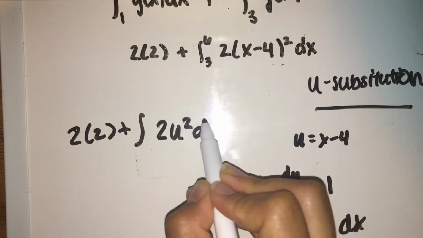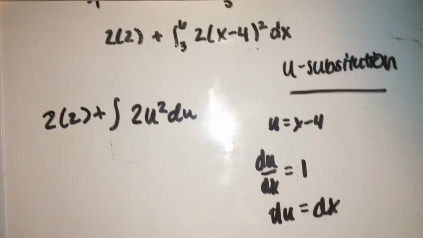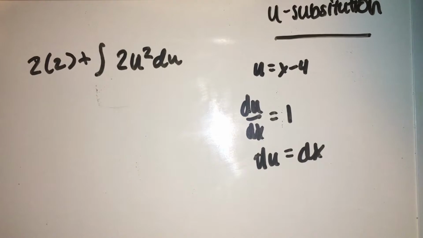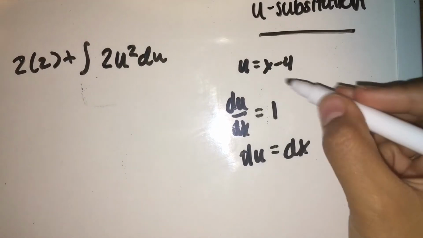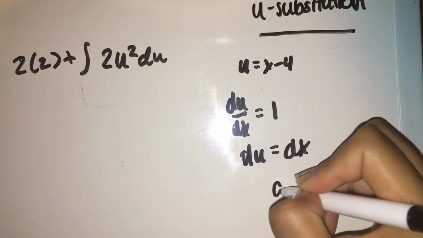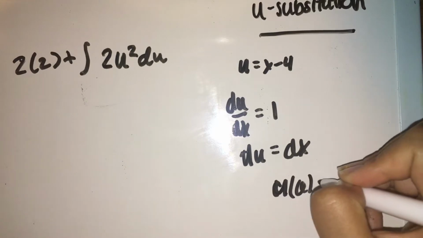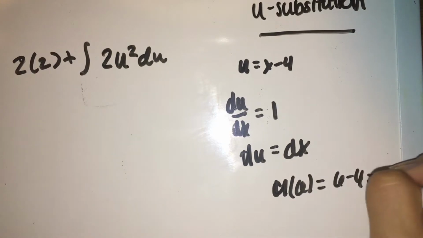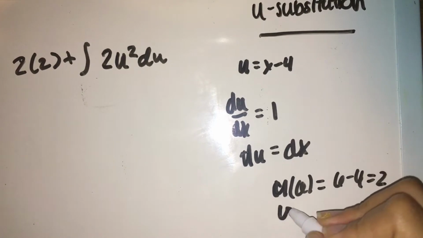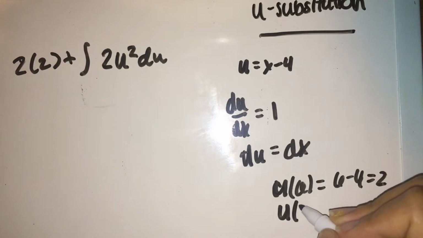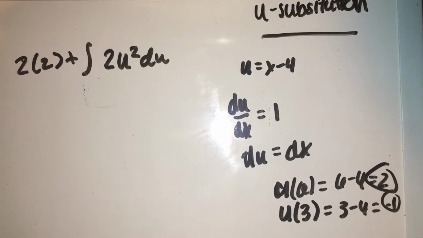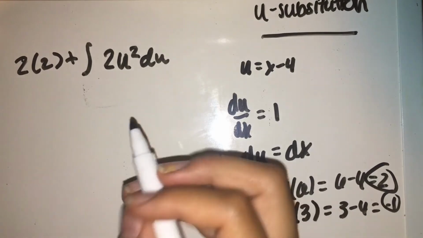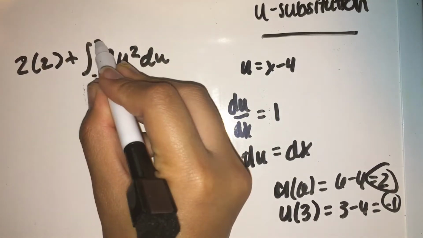For our limits of integration for the new one, we're going to plug in our old limits of integration, which were 3 to 6, for x and u. So u of 6 is equal to 6 minus 4, which is equal to 2. And then u of 3 is equal to 3 minus 4, which is equal to -1. So these are two new limits of integration. That also means we're going to go with the integral from -1 to 2.